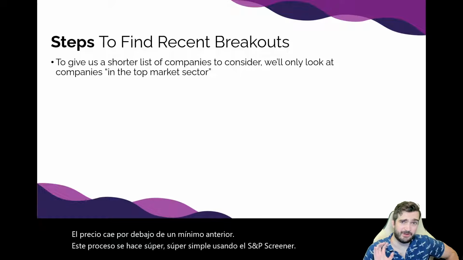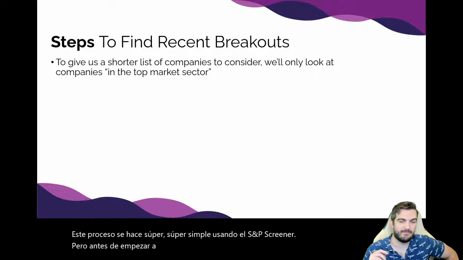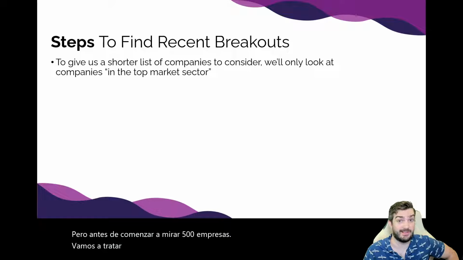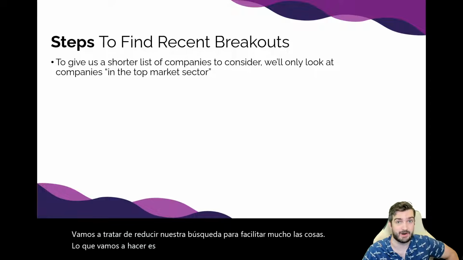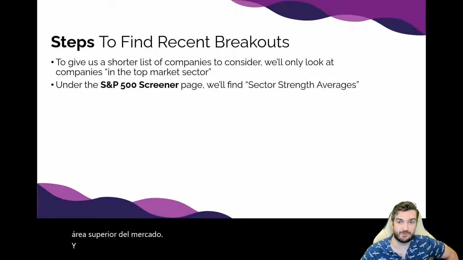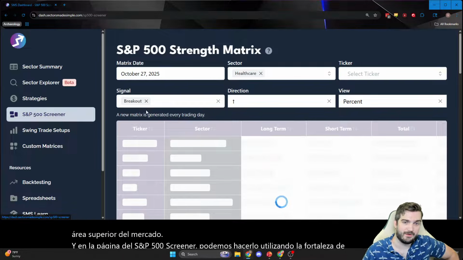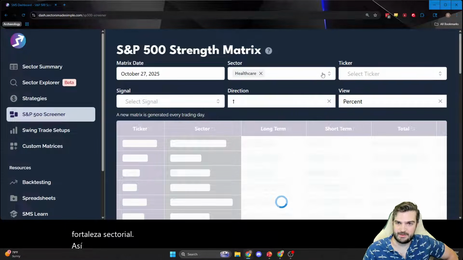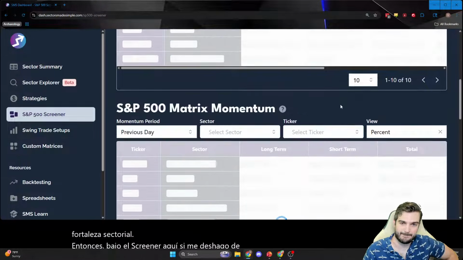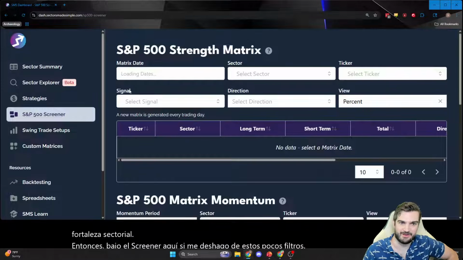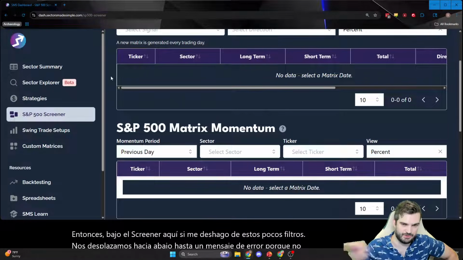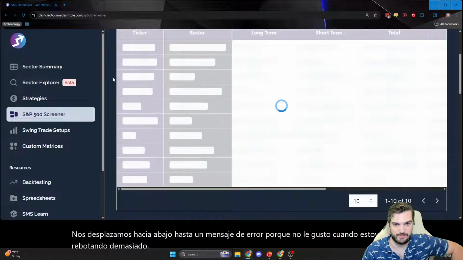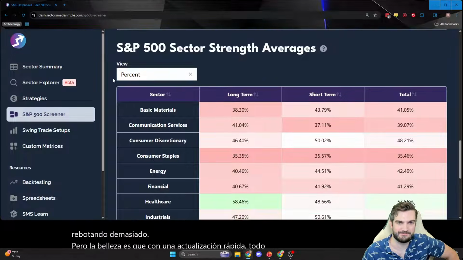This process is made super simple using the S&P screener. But before we start looking at 500 companies, we're going to try and narrow down our search to make things a lot easier. What we're going to do is only look at companies within the top market sector, the top area of the market. And on the S&P 500 screener page, we can do that using our sector strength averages. So under the screener here, if I get rid of these few filters, we scroll down to an error message because it doesn't like me when I'm bouncing around too much. But the beauty is, with a quick refresh, everything is right back as we had it.